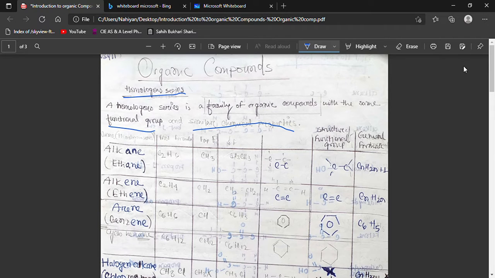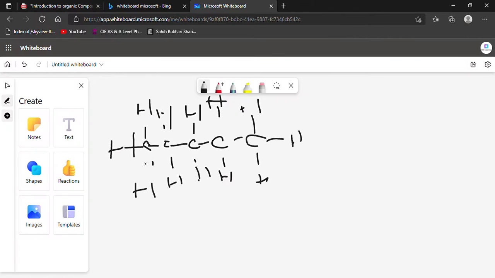So firstly, we have the alkane. For alkane, the special thing that you need to have, the functional group, is a carbon-carbon single bond. So anything containing carbon-carbon single bonds is an alkane. Not anything, a compound containing only single bonds, that's an alkane.